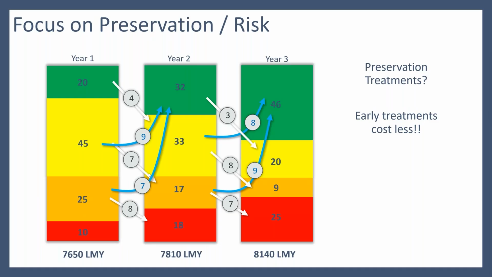So what happened with our remaining service life? From this plan, we started at 7,650. On year 3, we're up to 8,140.